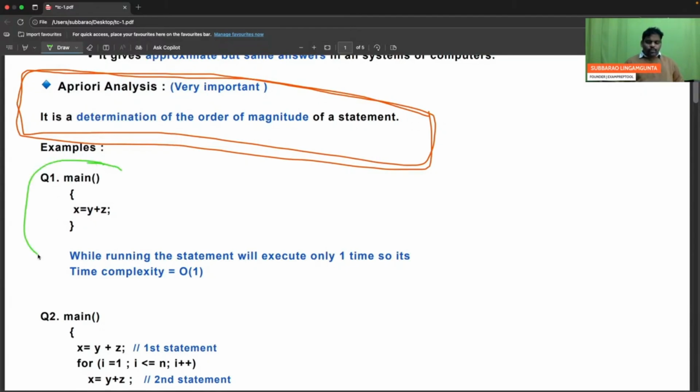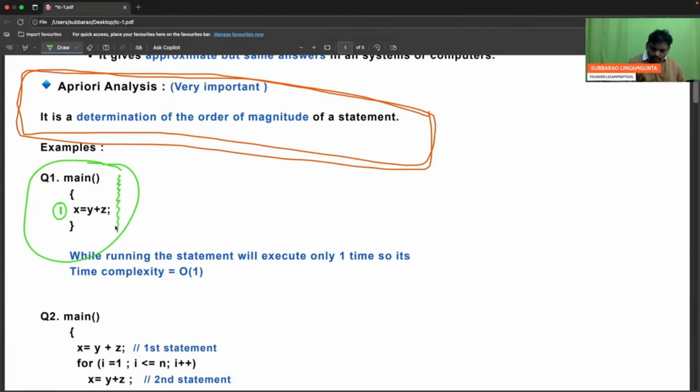This is the first program. Time complexity how much? Very simple. If you want to find out the time complexity of any program from today onwards, open bracket, close bracket, don't count them. In between, how many statements are there? Count first, give numbers. I think only one statement. Only one statement, no loop also.